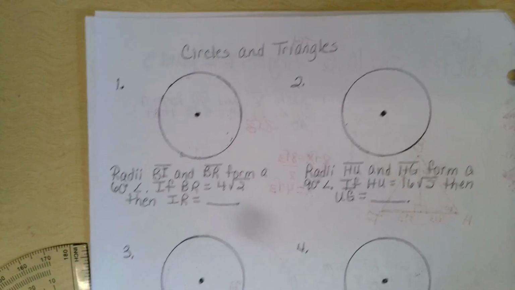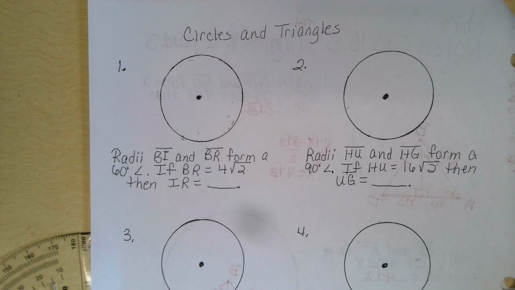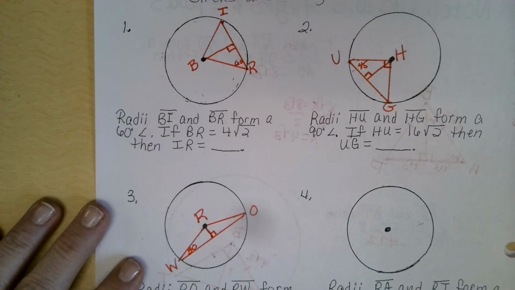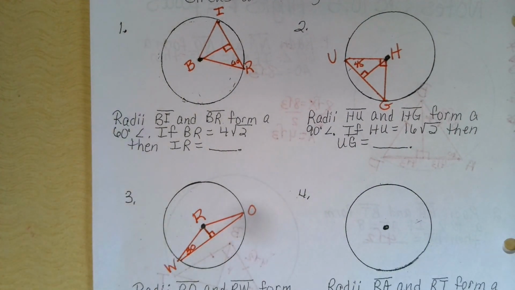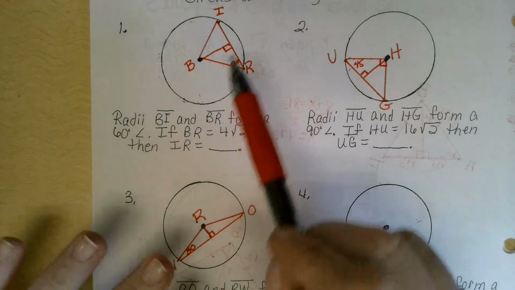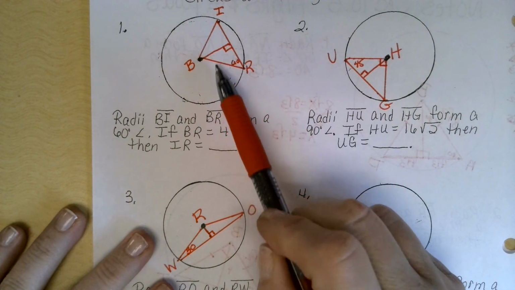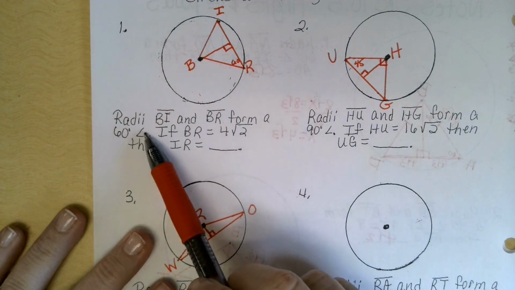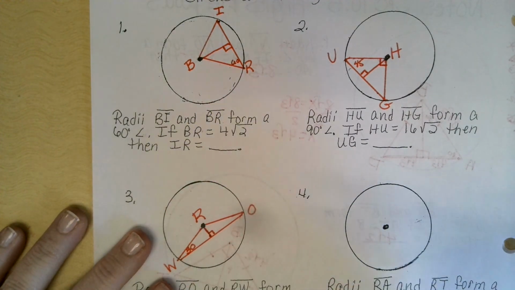All right, we're going to do 1, 2, and 3 together. You're going to do 4, 5, and 6. Give me just a second. I'm going to draw my triangles. Okay, you can go ahead and pause and get your triangle set up if you haven't done that already. So number 1, I have that angle B is going to be a 60-degree angle, and BR is 4 radical 2.